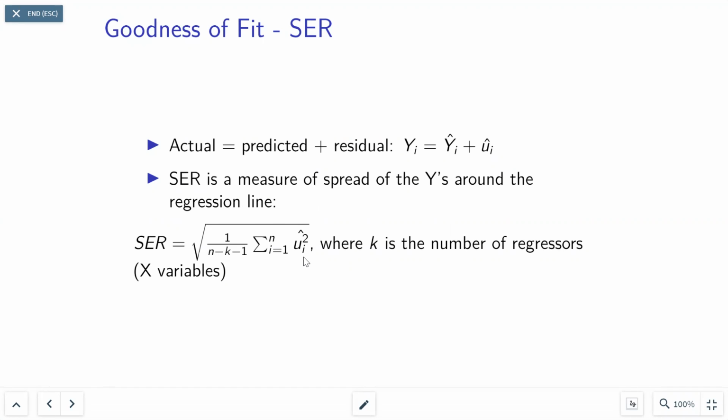So we're using the squared residual divided by n minus k minus 1, which measures the degrees of freedom in the sample. Together they give us the variance of the residual. And taking the square root of the variance gives us the standard deviation, or the standard error of the residual, or SER.